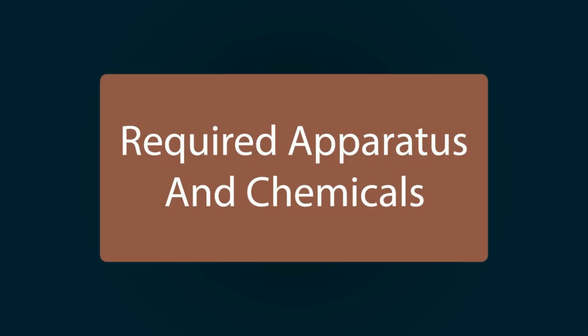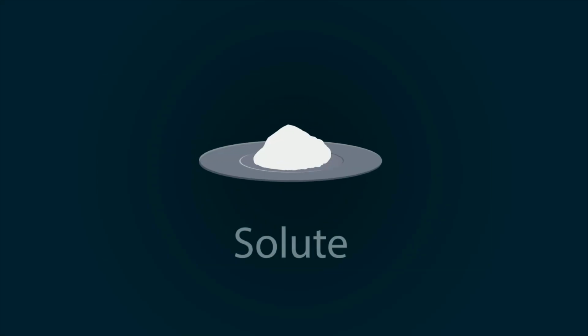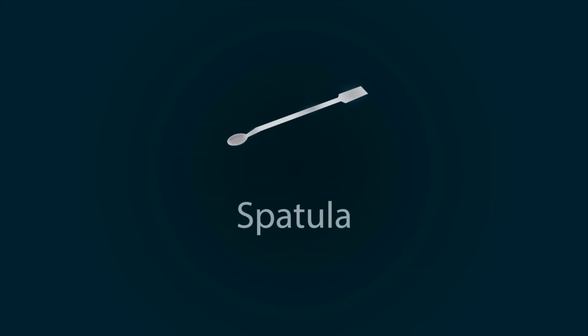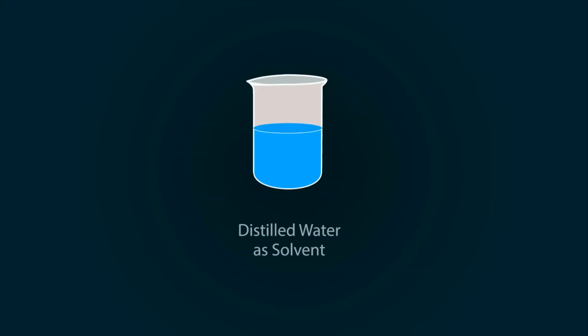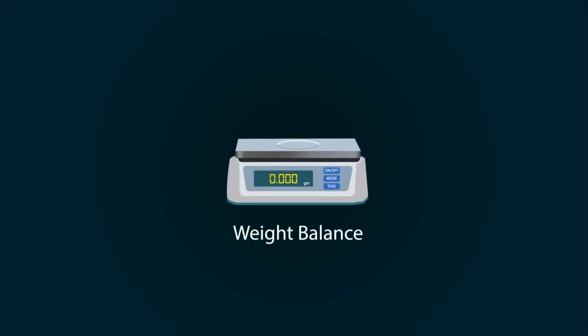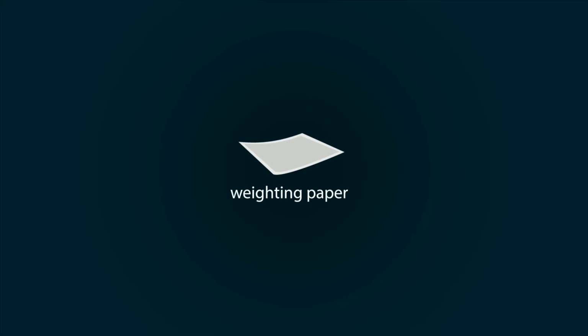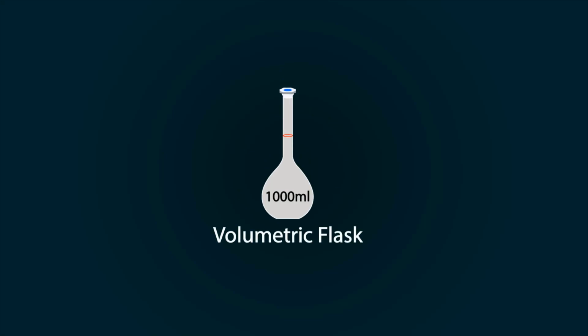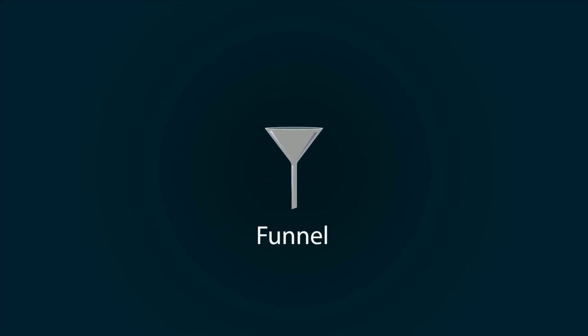The required apparatus and chemicals include a solute, a spatula, distilled water in a beaker, a weight balance, a weighing paper, a volumetric flask of 1000 ml, and a funnel.